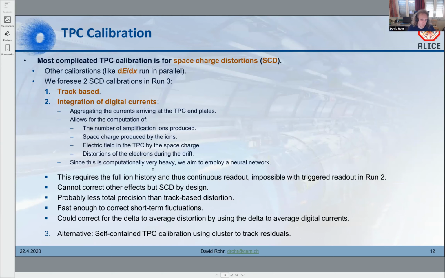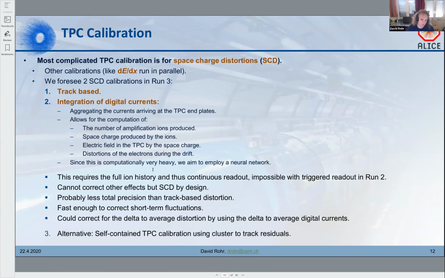So in the end, we aim to apply a neural network that will just go from these integrated currents to the distortion map. The problem here is this requires the full ion history of the 200 milliseconds of drift. And this was simply not possible in run 2. Therefore, we didn't do this in run 2 because in run 2 we had triggered readout, so we couldn't have the full history. Also, this can only correct for the space charge distortions, but not for the other effects like E cross B and so forth.